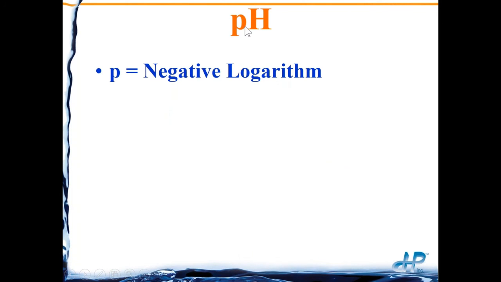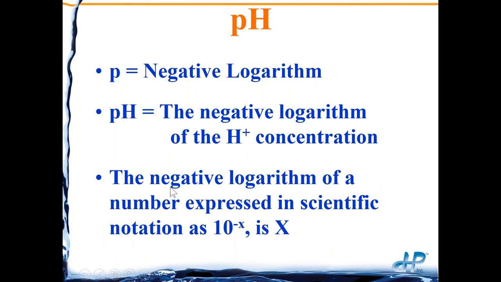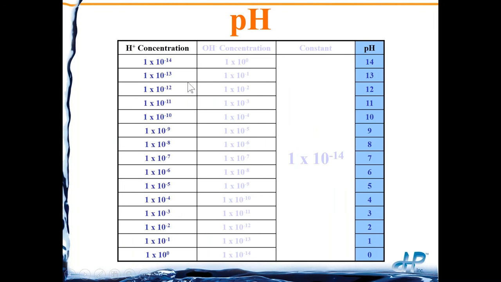So the P in pH stands for negative logarithm. So if we put P and H together, when we talk about pH, it is the negative logarithm of the hydrogen ion concentration. So the negative logarithm we're going to express in scientific notation like this. So let's go back to our scale, remembering that pH is the measurement of the negative logarithm of the hydrogen ion concentration.